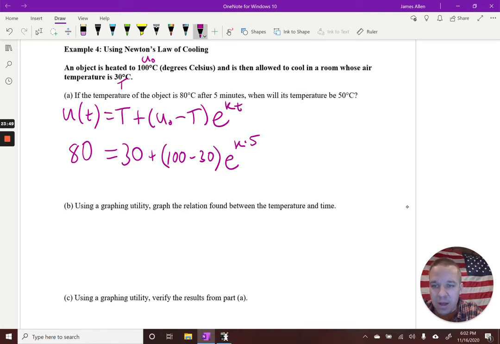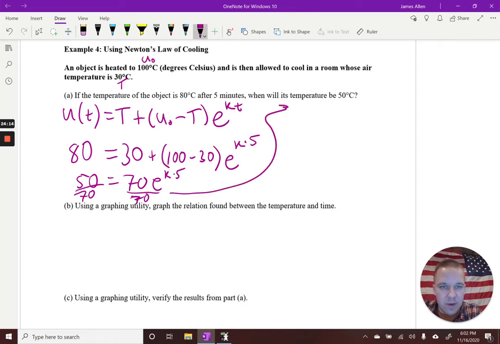If I subtract 30, I'll get 50 over here. In the parentheses, I'm going to have 70. So I'll have 70 E raised to the K times 5. This looks exactly like one of the other ones. Now that I've simplified, awesome. I'll divide by 70. And I'll get 5/7. So I'm going to zip on up here. So 5/7 is equal to E raised to the K times 5.